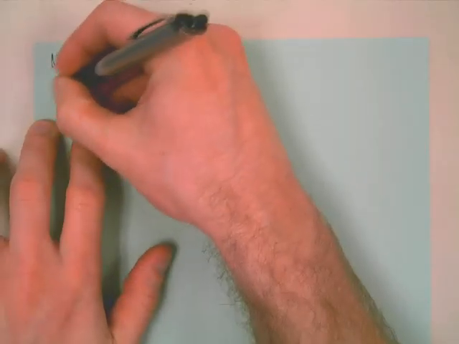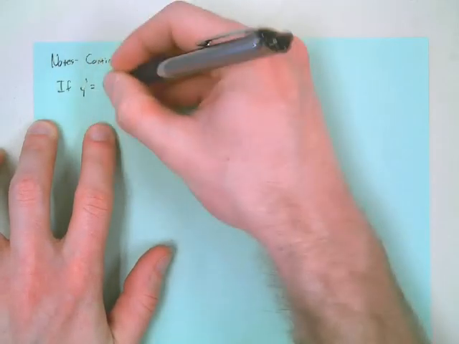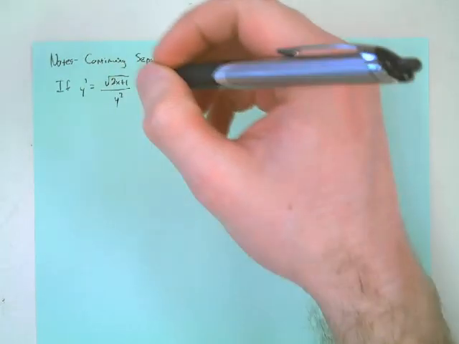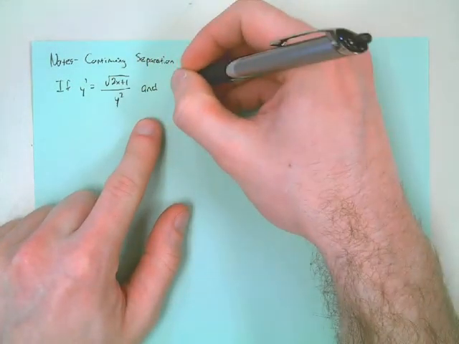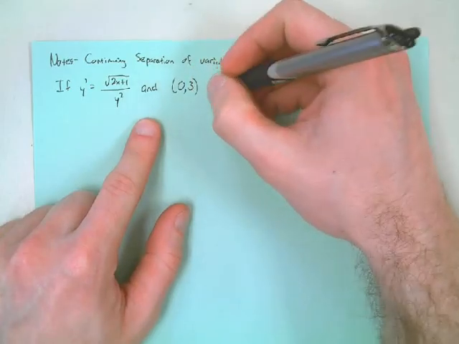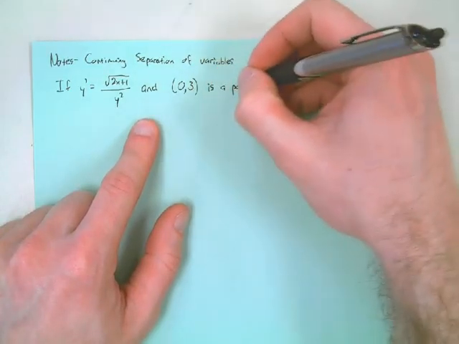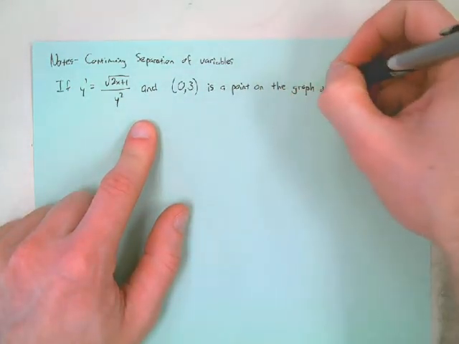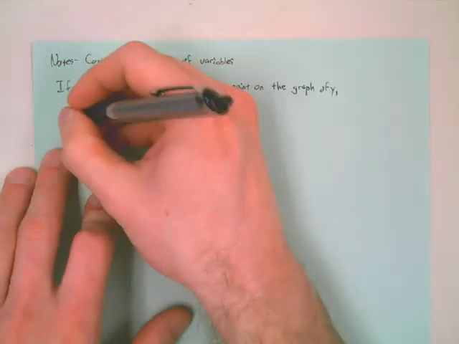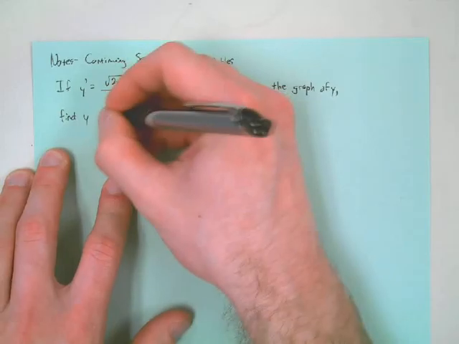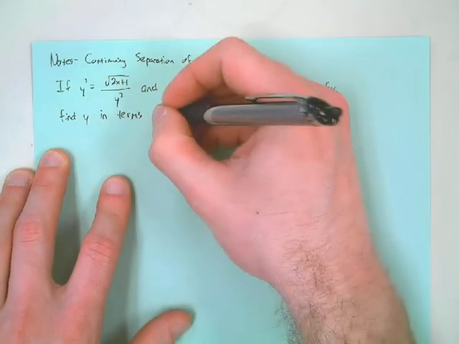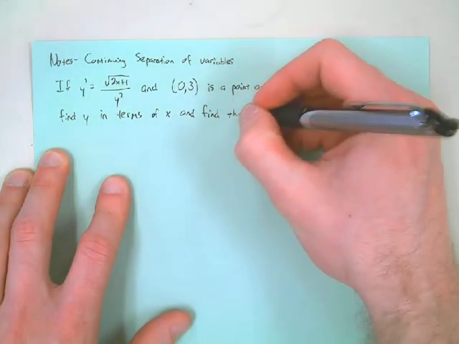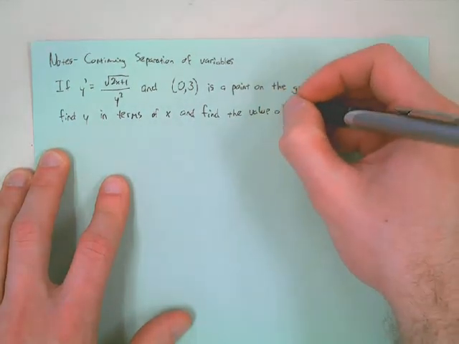All right, so if y prime equals the square root of 2x plus 1 over y squared, and the coordinates 0, 3 is a point on the graph of y, find y in terms of x and find y of 4. Or find the value of y when x is 4.